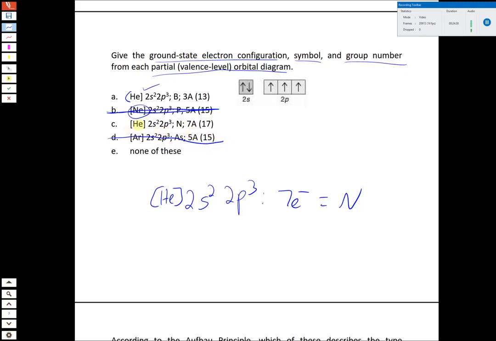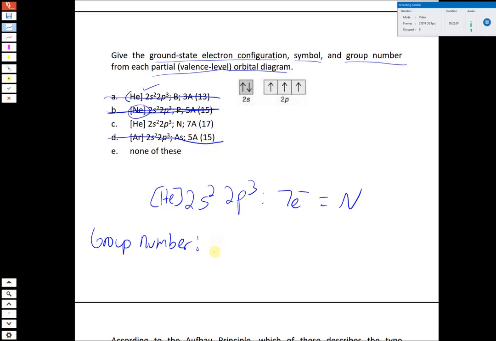Now we have this choice here, which has the correct electron configuration, the correct atomic symbol. Now we just need to look at group number. Now there are two systems for numbering group numbers. Maybe this nomenclature we use is a little bit confusing. What we gave here were the two alternative group number types of conventions.